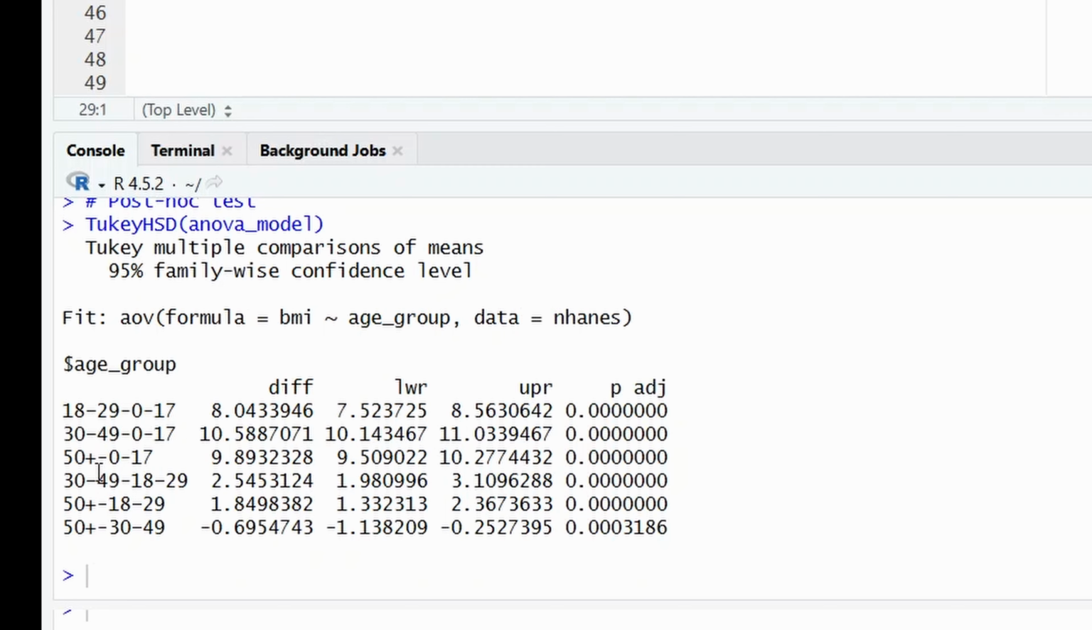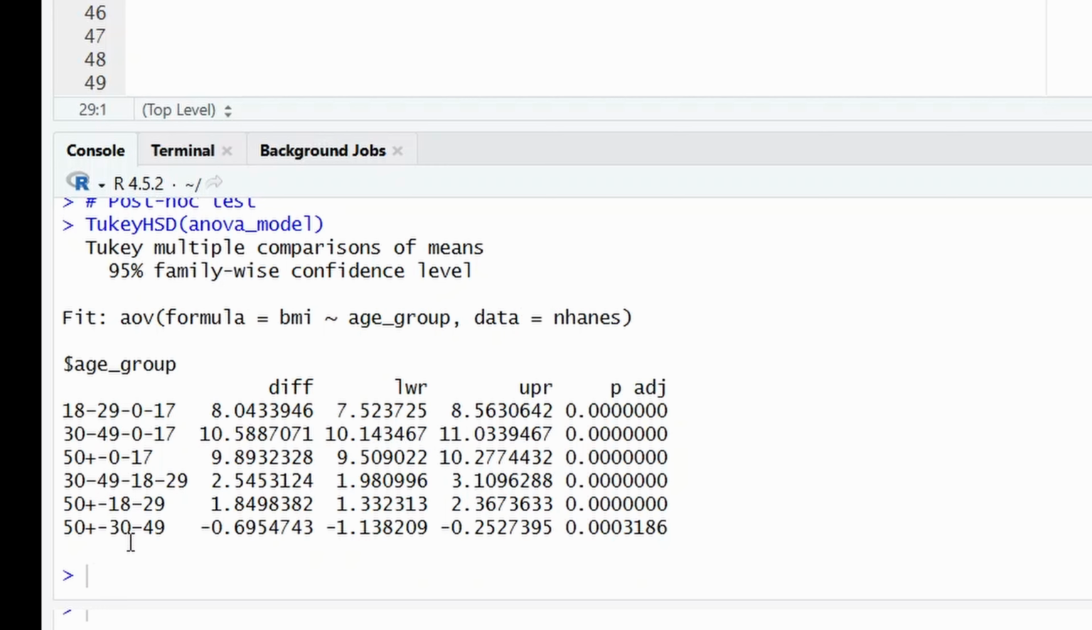Now let's compare adult groups to each other. Adults aged 30 to 49 have BMIs that are about 2.5 units higher than those aged 18 to 29. Adults aged 50 and older have BMIs about 1.85 units higher than those aged 18 to 29. Both of these differences are statistically significant. This suggests that BMI increases from young adulthood into middle age.